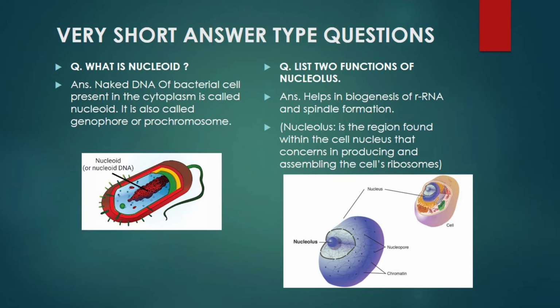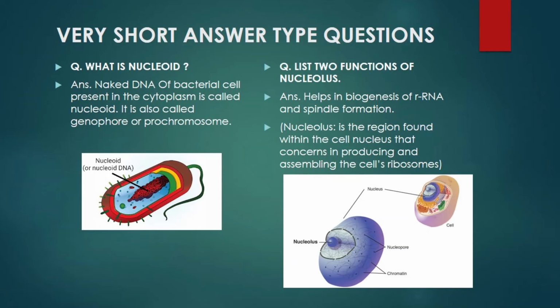It is the naked DNA which is present inside a bacterial cell, that is, in a prokaryotic cell. We have seen circular DNA in direct contact with the cytoplasm. You can see it in the picture, right? So that naked DNA is known as nucleoid.